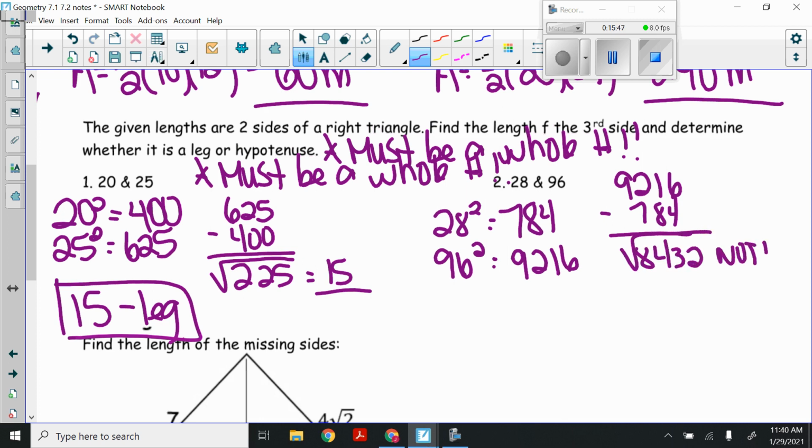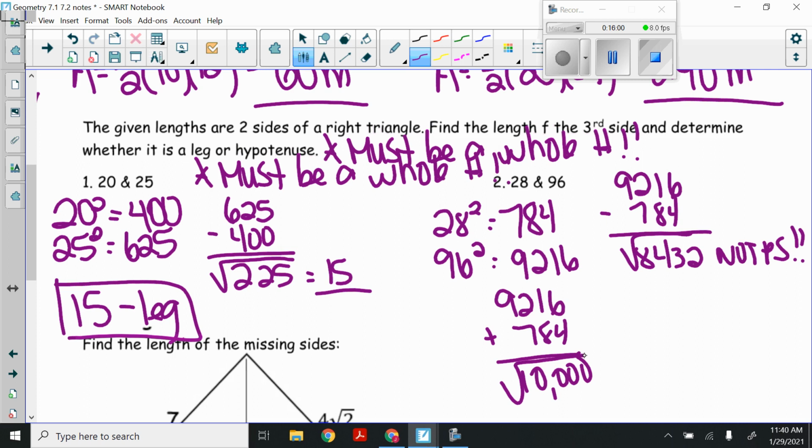Not a perfect square. So we're not subtracting them. So we need to go back and add them. 9,216 plus 784. That gives us 10,000. The square root of 10,000 is a perfect square. That's 100. So I know that the length of my third side is 100. 100 is the biggest number that I have here, so it is a hypotenuse.